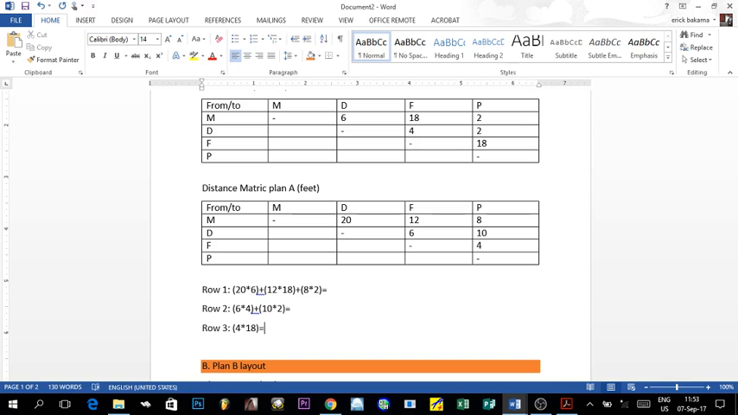Now we need to do our calculation. For row 1, we get 20 times 6 plus 12 times 18 plus 8 times 2, which gives us 352. So the value that we get here, we can say this value is the distance in total. We'll put it as being in feet.